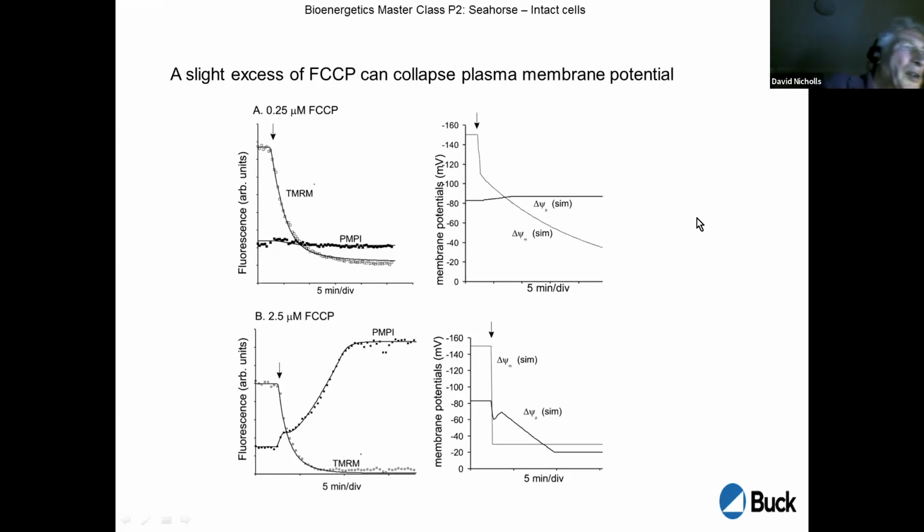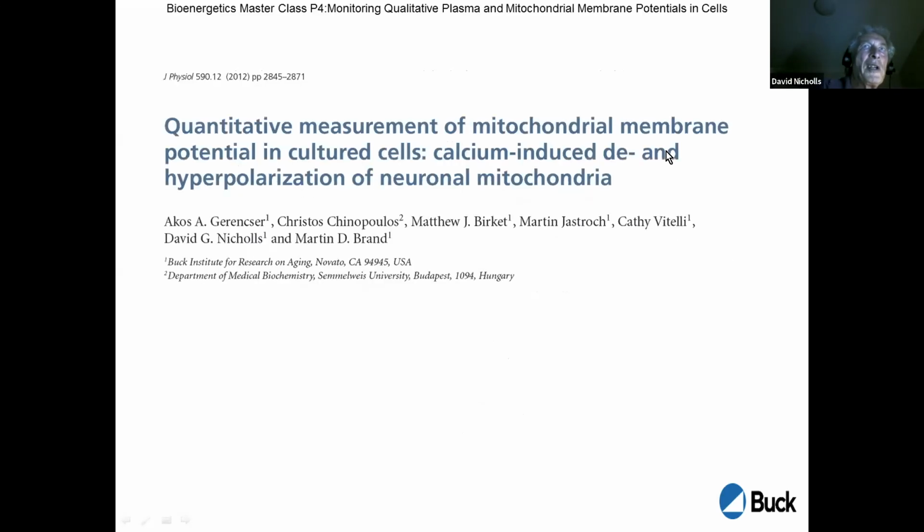One interesting thing which came up from doing these experiments was that you only have to go up slightly in terms of FCCP concentration. A low FCCP concentration is selective for the mitochondrial membrane potential. You only have to go up tenfold, and the plasma membrane potential depolarizes as well. So experiments with intact cells using more than the absolute minimum amount of FCCP can be ambiguous because you can be collapsing the plasma membrane potential as well as the mitochondrial membrane potential.